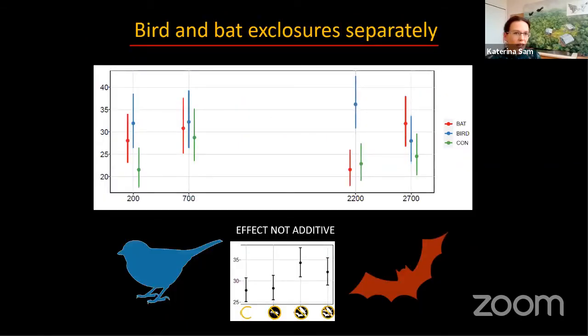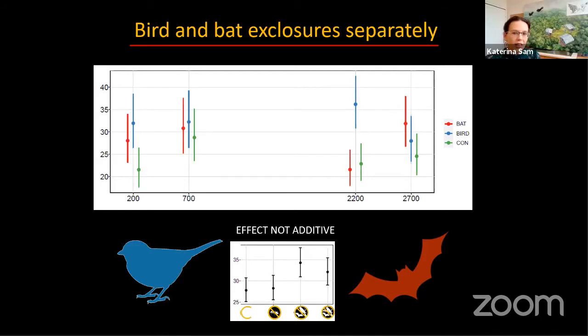I promised you the results from the bird and bat exclosures, but due to the logistical problems and difficulties in the field, we were not able to finish them at all of our study sites, and the results which we got in the end are a little bit messy.